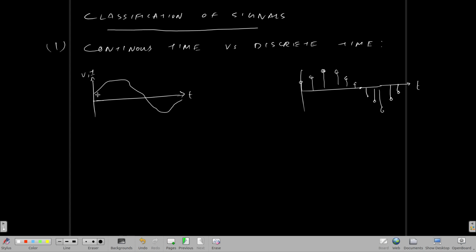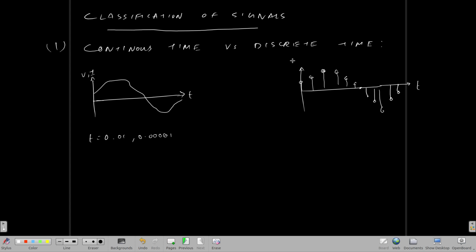Even if you take t equal to 0.01 or 0.00001, it doesn't matter, however small or whichever time in between, say point A to point B you are taking, it will have some definite value. That is a continuous time signal. Usually many of the physical, real life signals will be continuous time only.